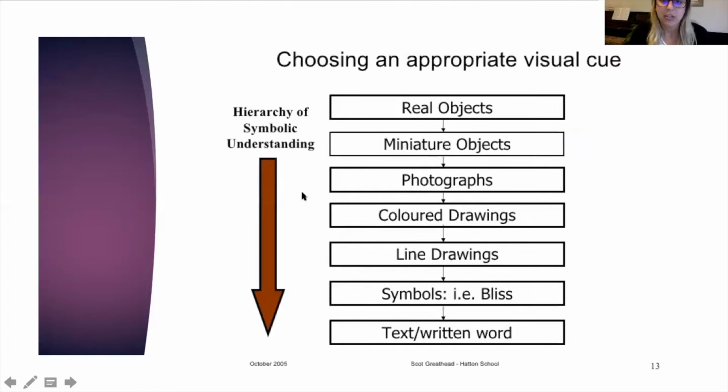So then this is just a little diagram that goes over the hierarchy of symbolic understanding. So when you're teaching receptive vocabulary, you start with real objects, then you go to miniature objects, then photographs. Showing a picture of a cup to a child that doesn't understand real objects is not going to be meaningful to them. So after photographs, it's color drawings, line drawings, symbols, and then text, the written word, which is obviously the most advanced.